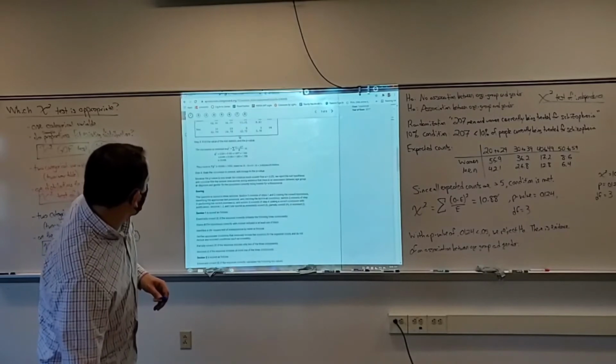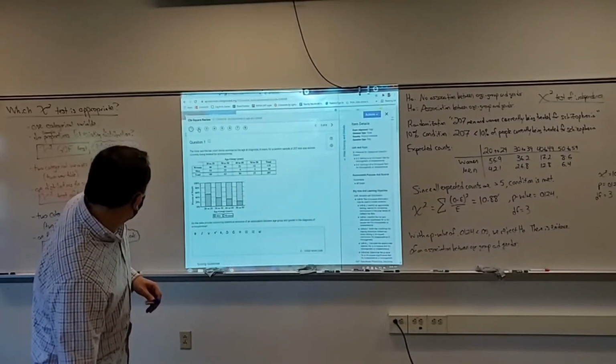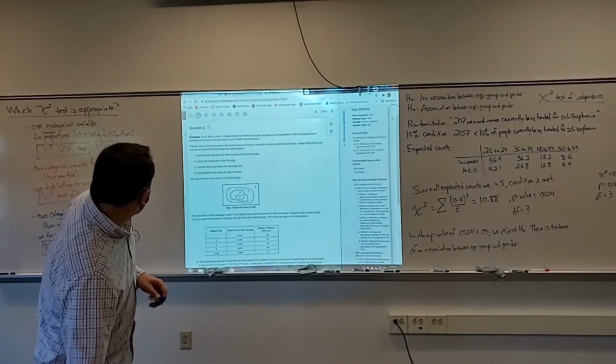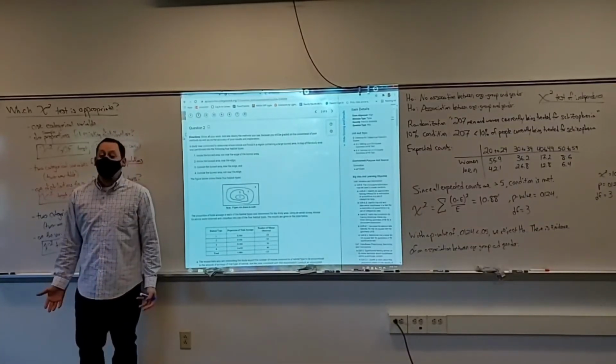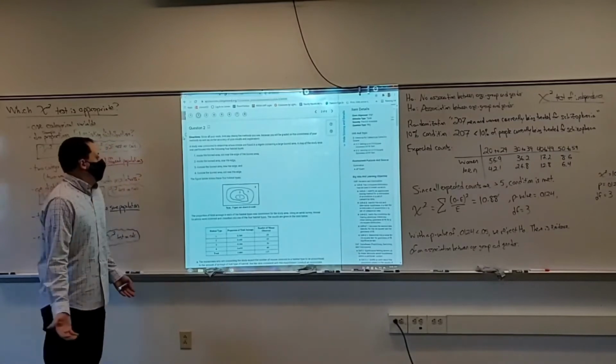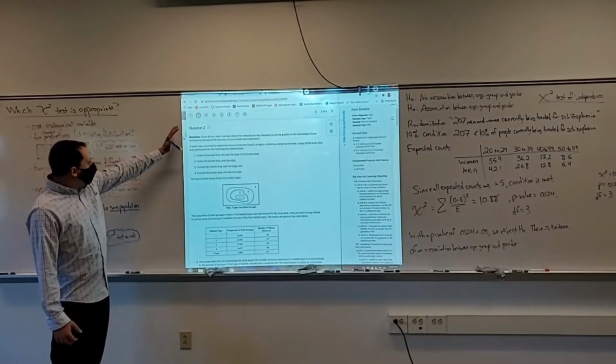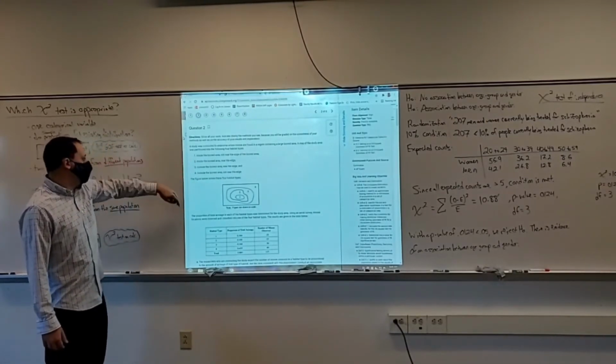Number 2 is another free response question. We're not going to go all the way through it, but I wanted to show you what it might look like if it were a chi-squared goodness of fit test problem. Okay. So you've got all this detail in question 2.